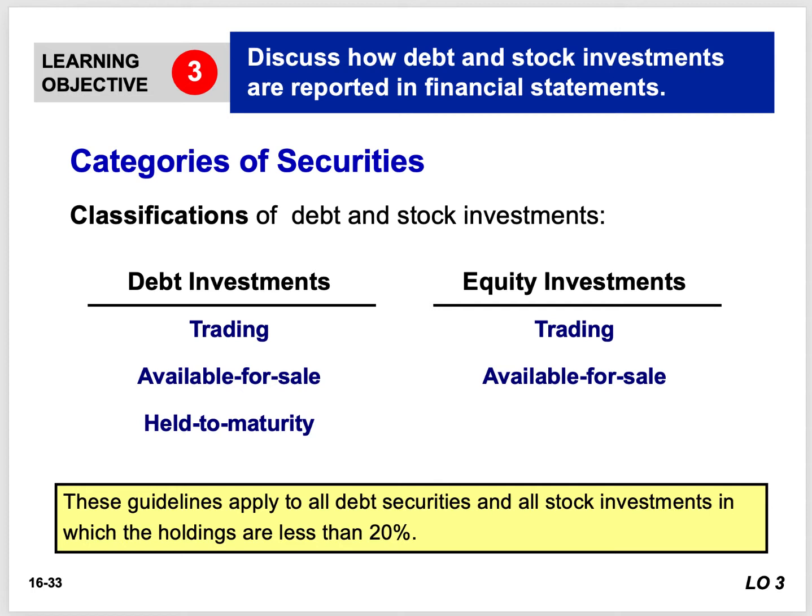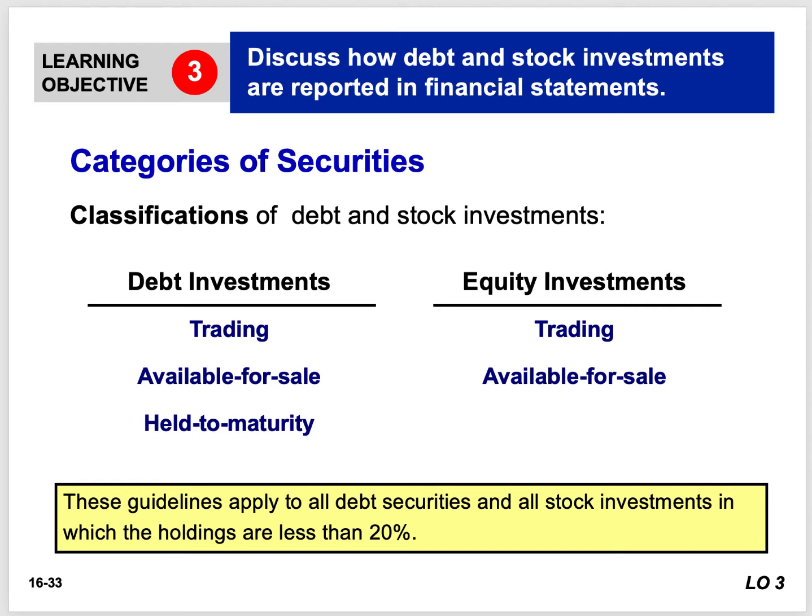Okay, so we need to recognize first that when we're reporting as well as evaluating the financial statements, debt and stock investments are classified actually into three categories. Looking at debt investments, we have what we call trading securities, available for sale securities, and held to maturity securities. Now, you need to know what each of these mean.